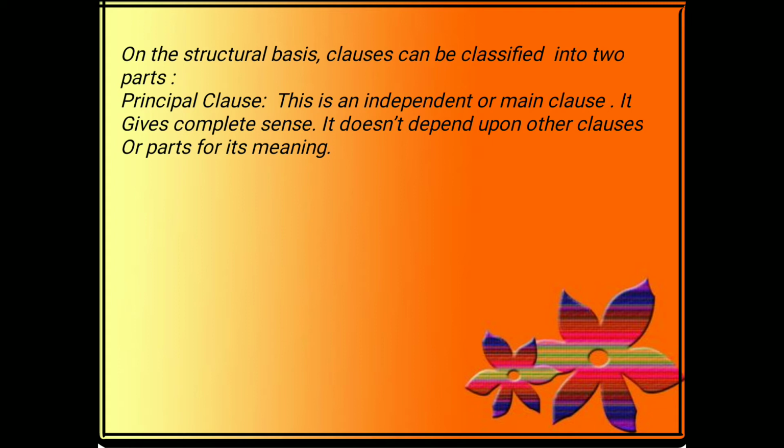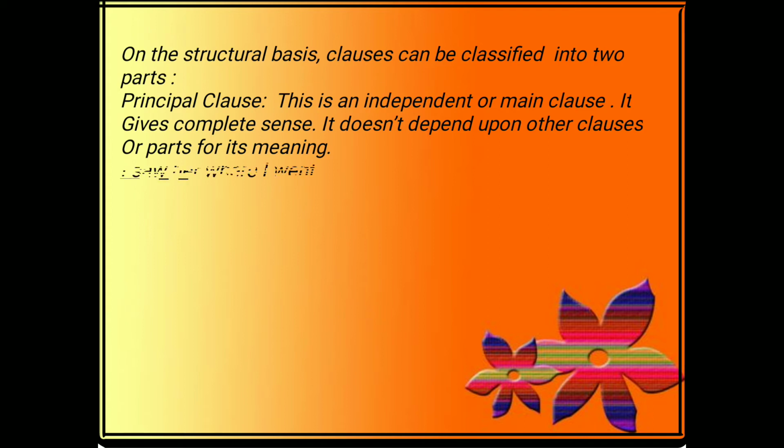So first of all, we will come to know what is principal clause. Let's read it. This is an independent or main clause. It gives complete sense. It does not depend upon other clauses or parts for its meaning. Means this clause is the main part of the sentence as it contains the subject as well as the finite verb and the object. It can make complete sense itself. Okay, it does not have to depend upon any other clause.